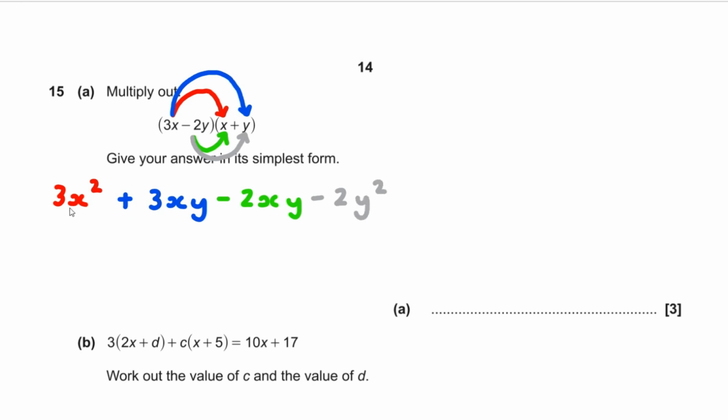Let's simplify. We've got 3x squared, 3xy subtract 2xy, that is just xy, and then I have negative 2y squared.